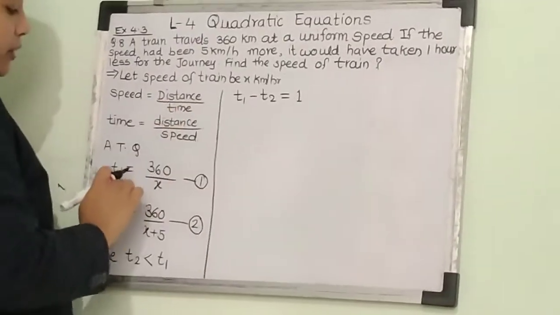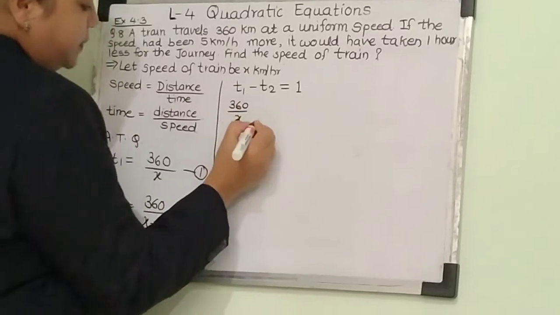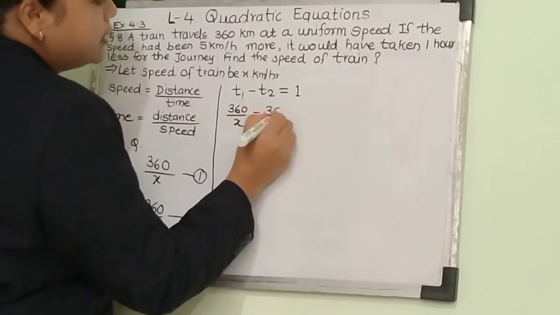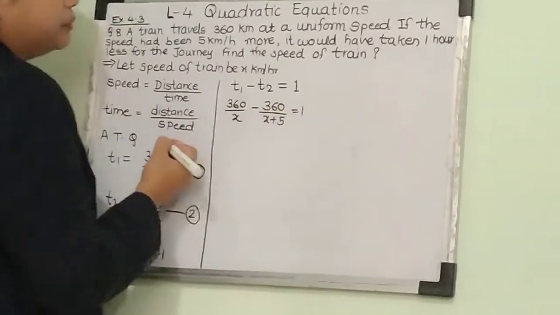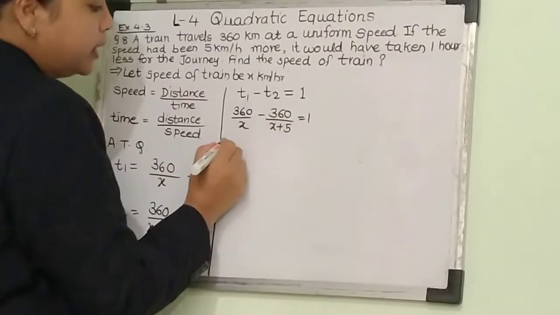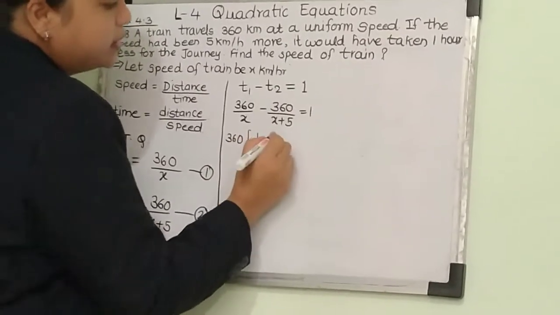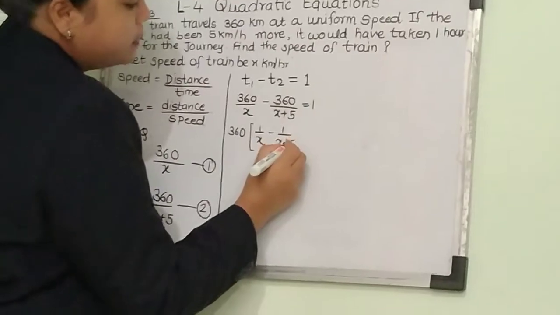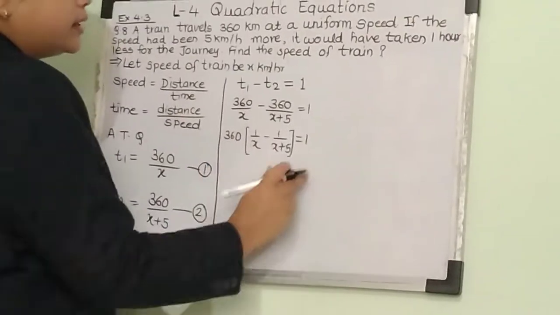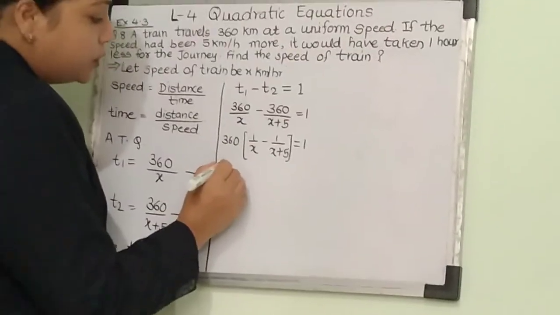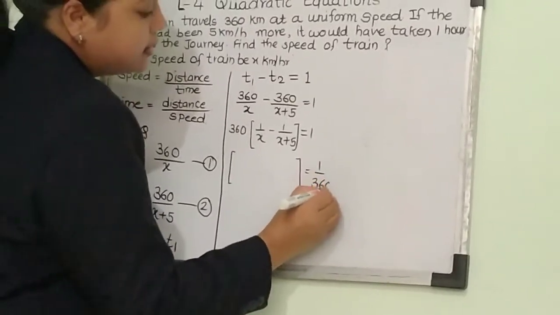Now put the values of t1 and t2. So here t1 is 360 upon x, minus 360 upon x plus 5, equals 1. Now if I take 360 common, then we get 1 upon x minus 1 upon x plus 5 equals 1. Now 360 is multiplied on this side, so it goes to the other side and is divided. So we get 1 upon 360.